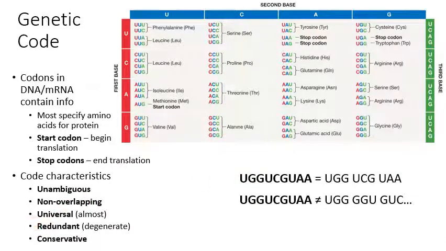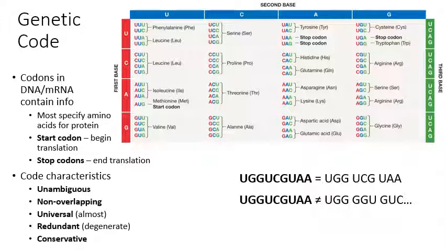Another characteristic is that it is universal, almost. That means that every organism on the planet uses the same genetic code, with just a couple of small exceptions. For instance, in bacteria, they don't actually use methionine, they use a modified methionine. It's almost just like methionine, but it's a teensy bit different. So just with really small exceptions, every organism on Earth uses this genetic code.